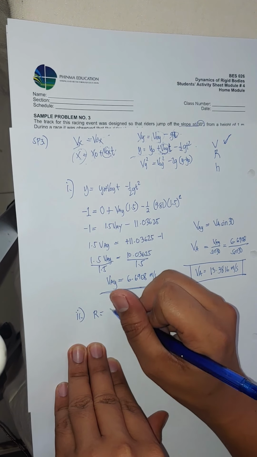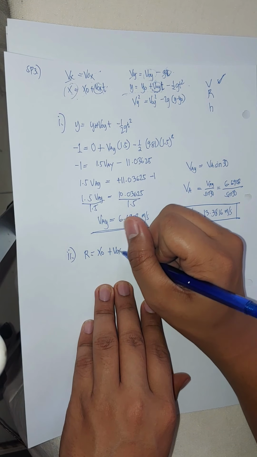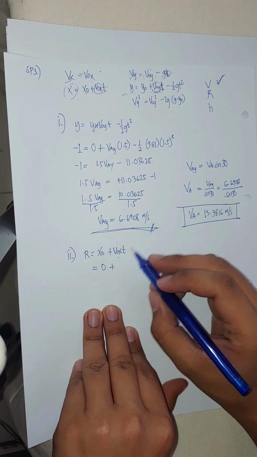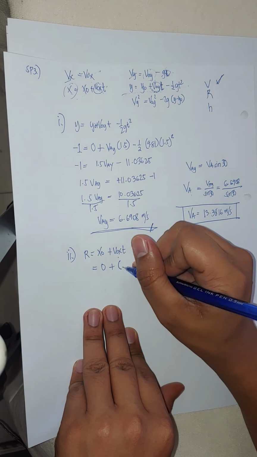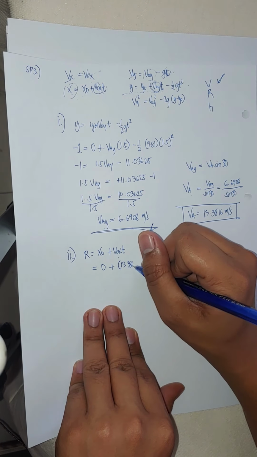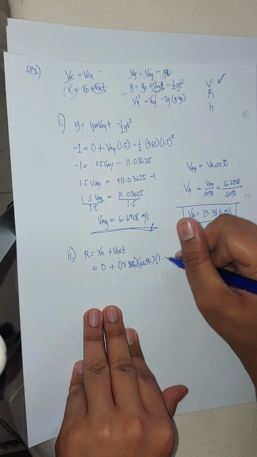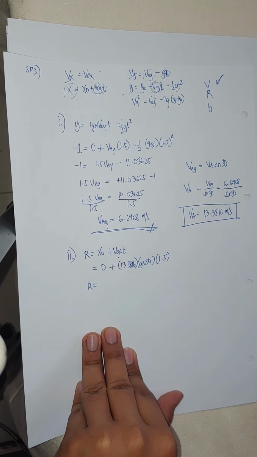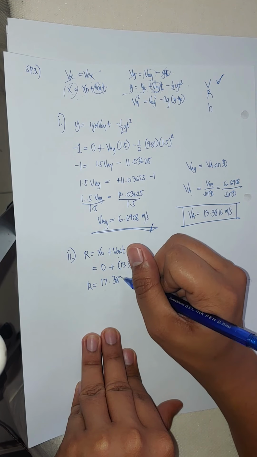R is equal to the initial position plus v of x times time. So initial position is 0 plus v of x. This one is v naught times cosine, so we have 13.3816. Then since along x, times cosine 30 times time 1.5 seconds. And we have a range, the total distance traveled, of 17.383 meters.